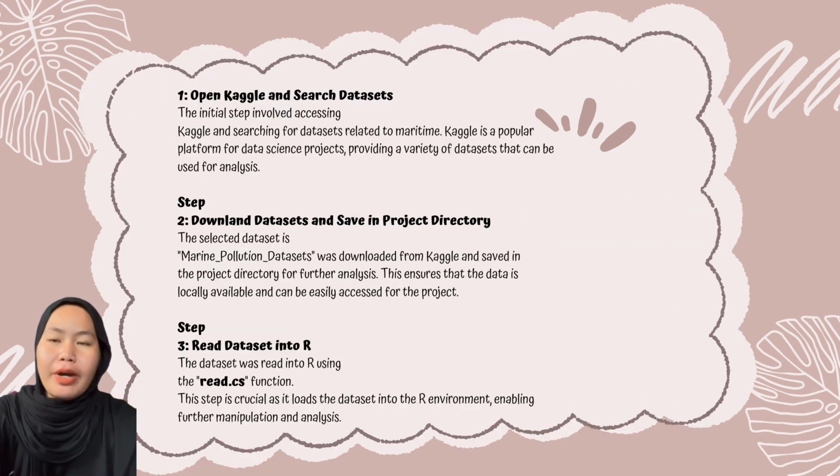First is step 1, open Kaggle and search for a dataset. The initial step involves accessing Kaggle and searching for datasets related to maritime. Kaggle is a popular platform for data science projects, providing a variety of datasets that can be used for analysis. For step 2, download the dataset and save it in the project directory. The selected dataset is the marine pollution dataset, which was downloaded from Kaggle and saved in the project directory for further analysis. This ensures that the data is locally available and can be easily accessed for the project.